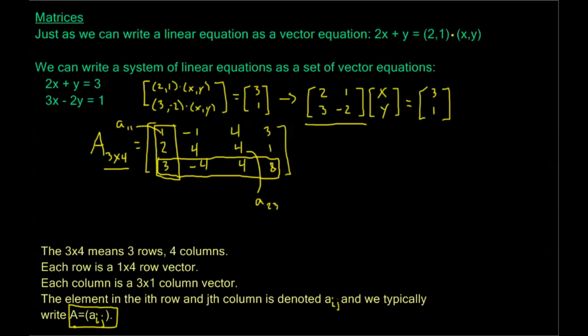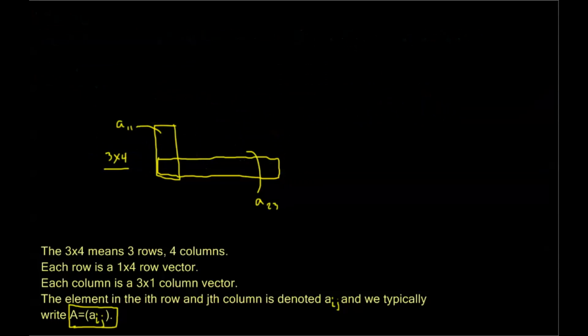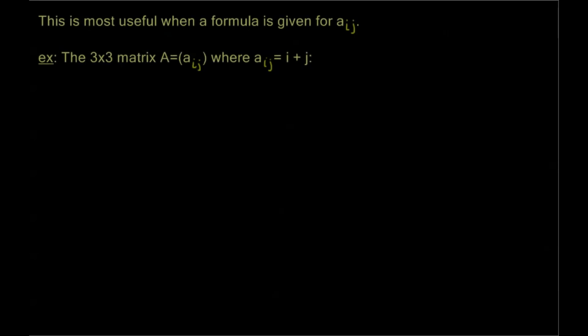Now, writing a matrix in this way, A equals (aij) with parentheses about it, is really the most convenient when we're given a closed formula for aij. So for example, let's say we want to know what the 3 by 3 matrix is, where A equals (aij), and aij equals i plus j. Well, then my matrix A is a 3 by 3 matrix, and aij equals i plus j.